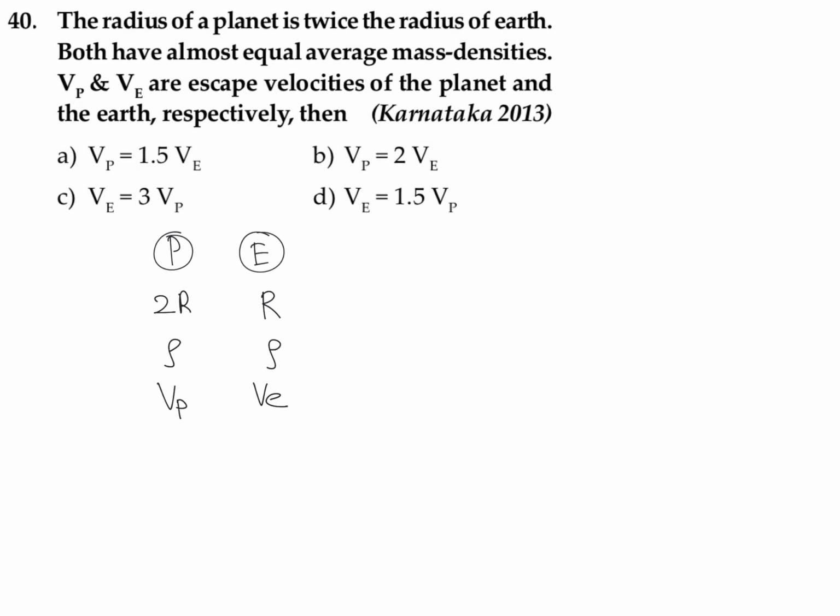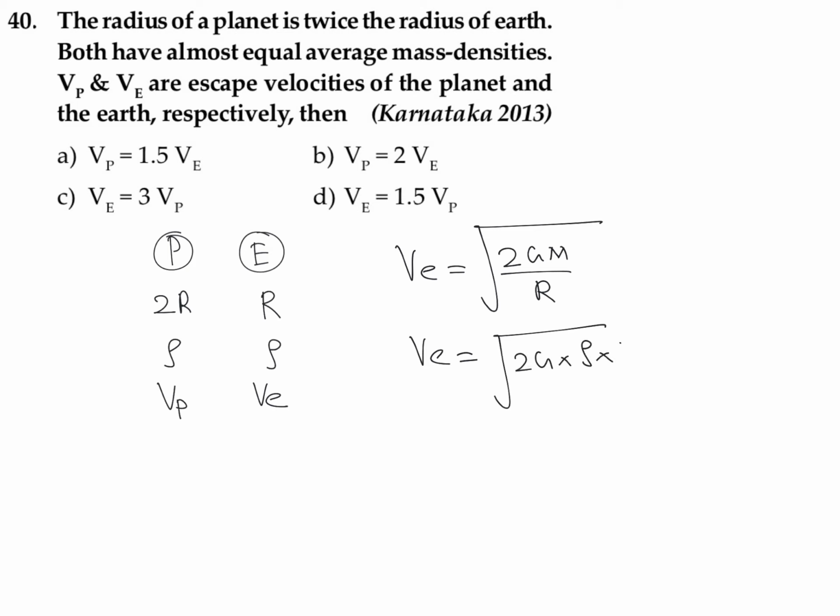So we know the equation for escape velocity: escape velocity is the square root of 2GM divided by the radius r. Now we are going to write the value of this escape velocity in terms of given parameters like radius and density. So we can write this as 2 into G into the mass of the object, which can be written as density into volume, divided by radius r.